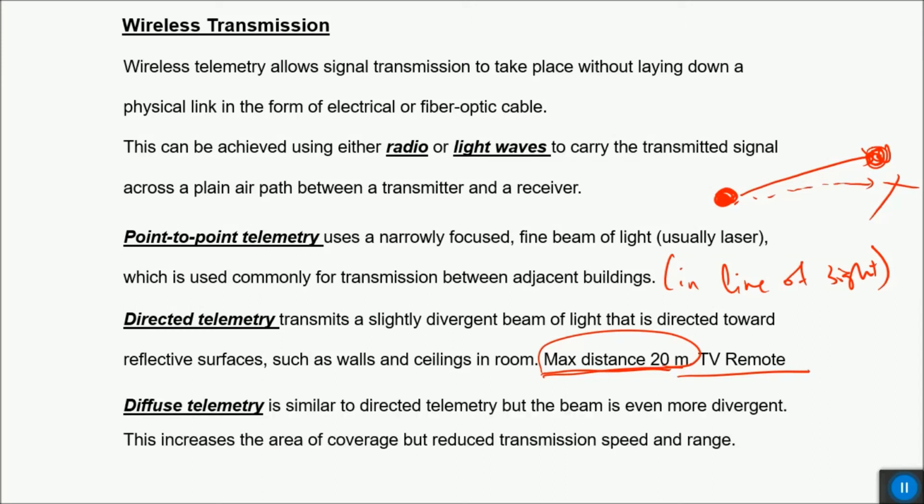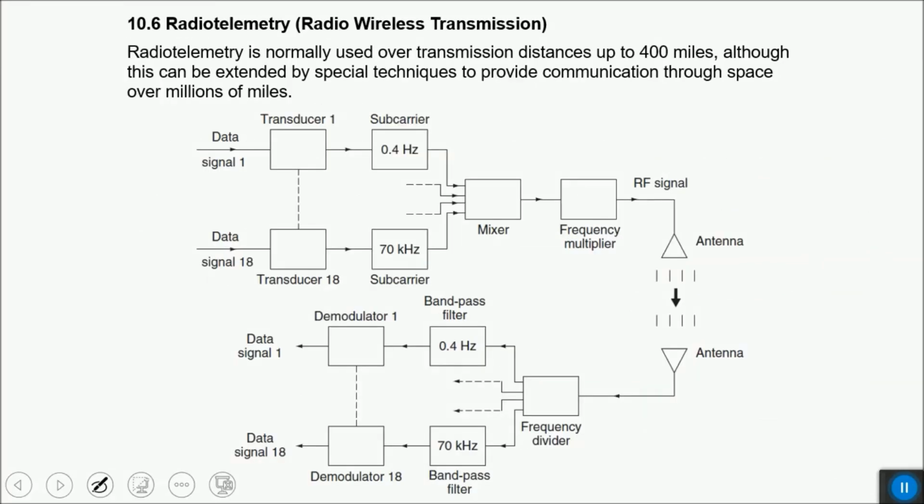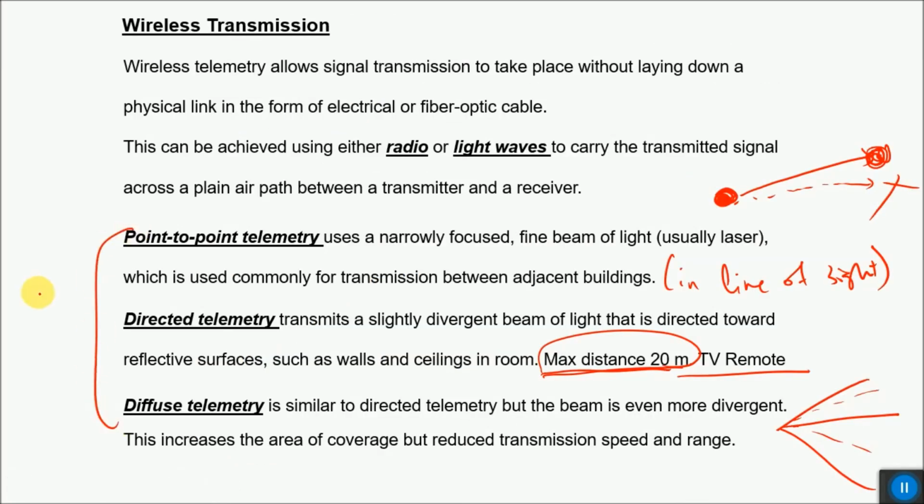And then, going further down to the third type, that is diffuse telemetry. It is similar to directed telemetry, but the beam is even more divergent, like this. So this is focused beam telemetry, this is directed telemetry, and the outermost is diffuse telemetry. The beam is even more divergent. This increases the area of coverage but reduces the transmission speed and range further as compared to directed telemetry. Then we have radio telemetry; these three were all optical.